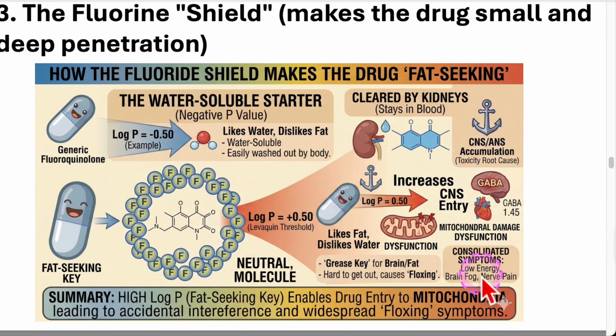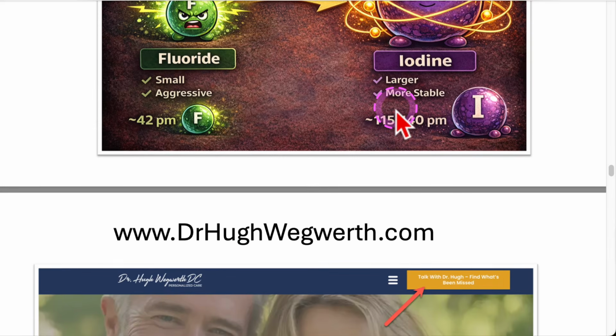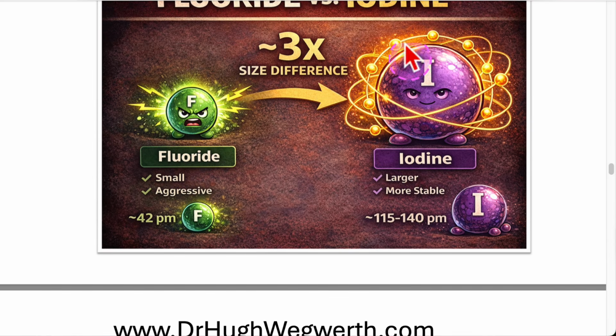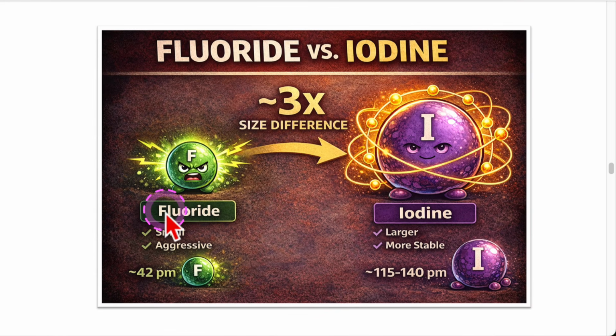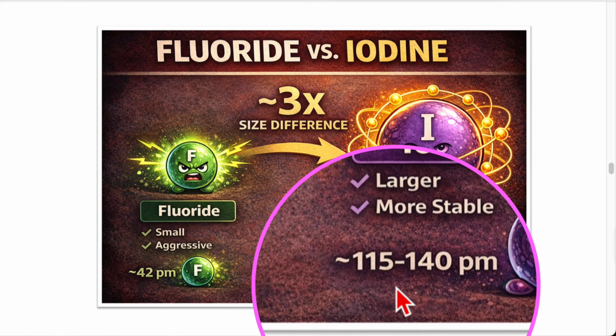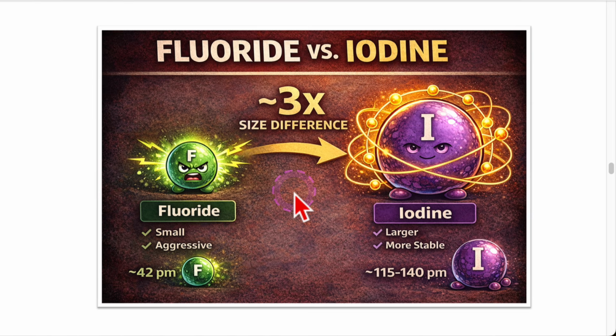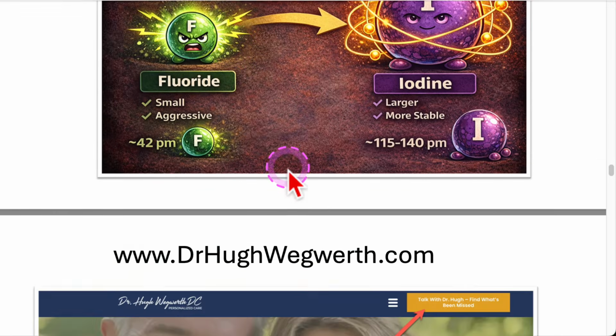This is the thing that the fluoroquinolones have. It's greasy. It penetrates very easily. It's hard to get out. And then you have all these different symptoms: low energy, brain fog, nerve problems, whatever. The symptoms go on and on and on, and they're really endless in what people can experience. And remember, the biggest quality right here is the fluoride. The fluoride molecule is 3 times smaller. This is the size right there, 42, compared to a range of 115 to 140. So the fluoride molecule is literally 3 times smaller than iodine. And you know how important iodine is for the function of your thyroid. That's very, very critical.